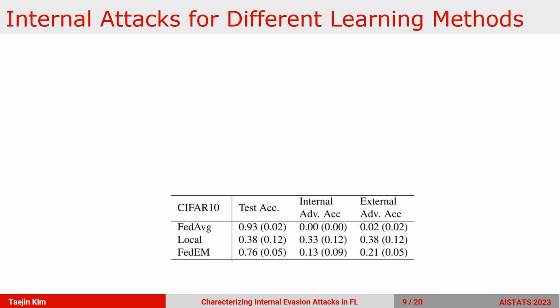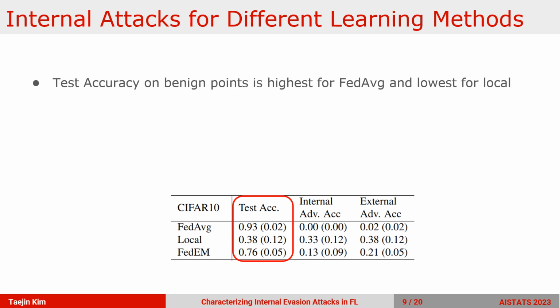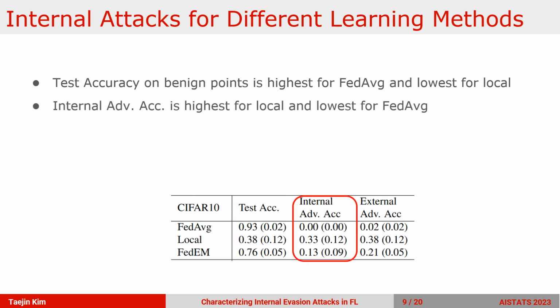We now look at some empirical results on internal adversaries' attack success rate across these different learning settings. Test accuracy on regular points, not attacks, is the highest for federated average and lowest for local learning, as local learning lacks the information sharing between clients. Internal adversarial accuracy, or robustness against attacks, is the highest for local learning and the lowest for federated average, giving credence to our hypothesis prior.